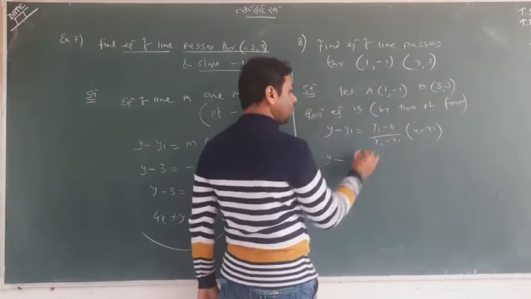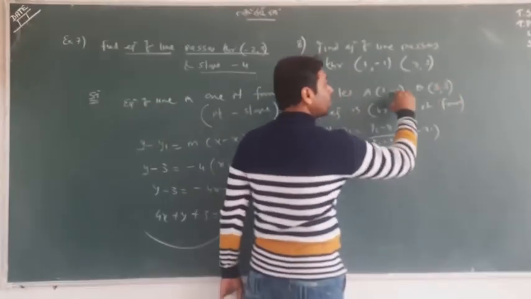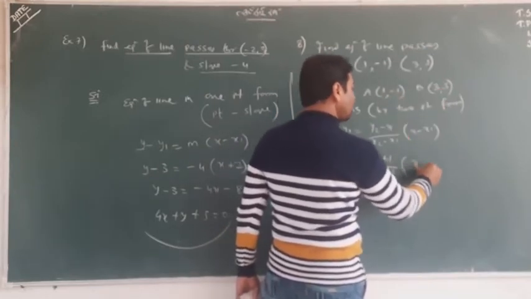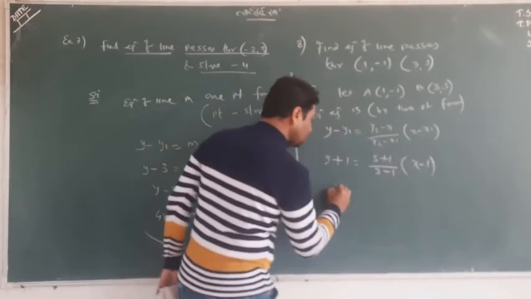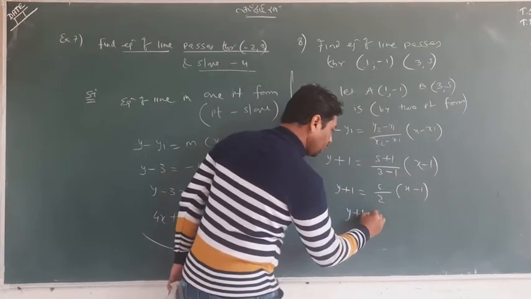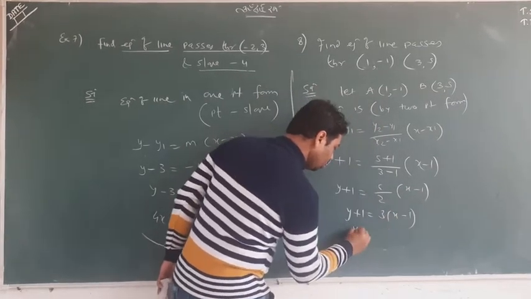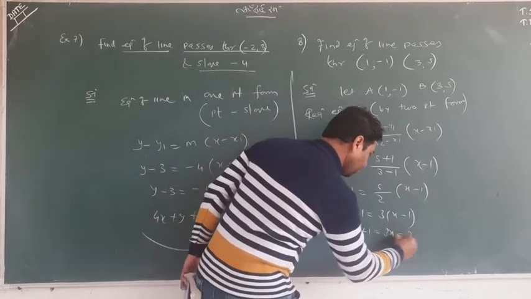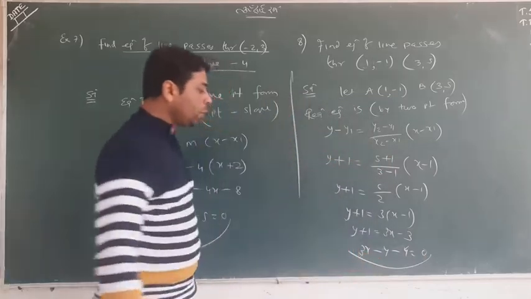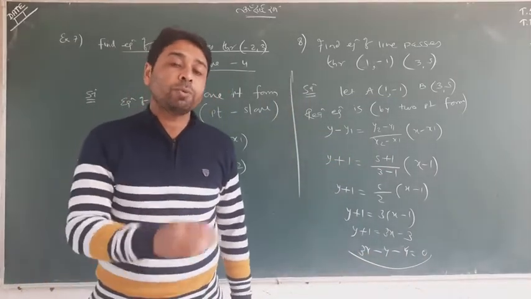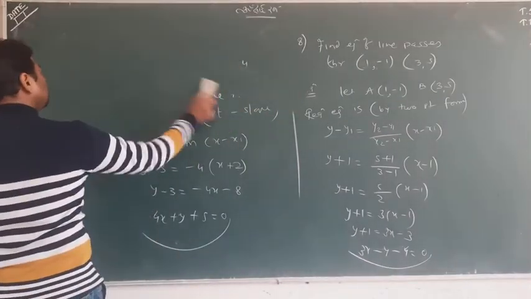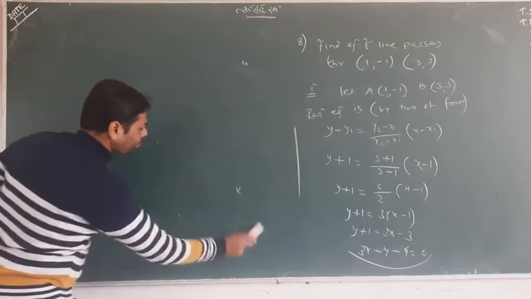y minus y1 is y plus 1, y2 minus y1 is 5 plus 1, x2 minus x1 is 3 minus 1, and x minus x1 is x minus 1. And the last answer is y plus 1 equal to 6 by 2 times (x minus 1). So y plus 1 equal to 3 times (x minus 1). Multiplying, 3x minus 3, and your answer is 3x minus y minus 4 equal to 0. So you got the answer in the general form Ax plus By plus C equal to 0. Hope you are getting this. It was not hard, but very interesting.